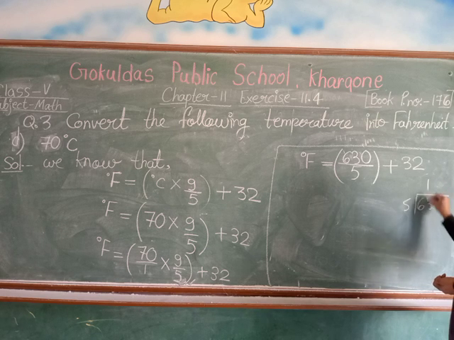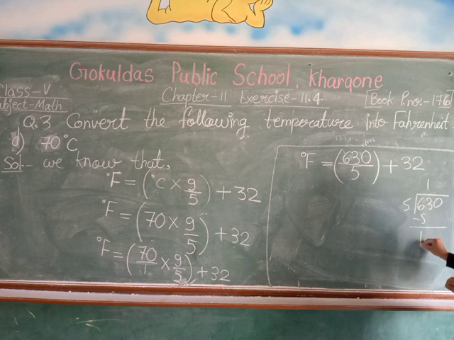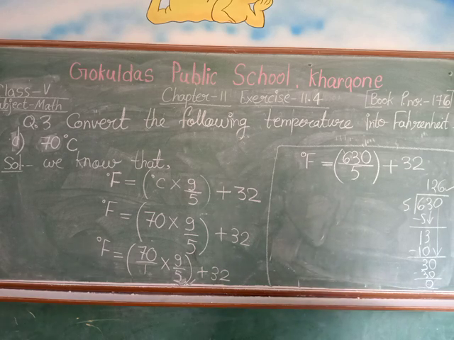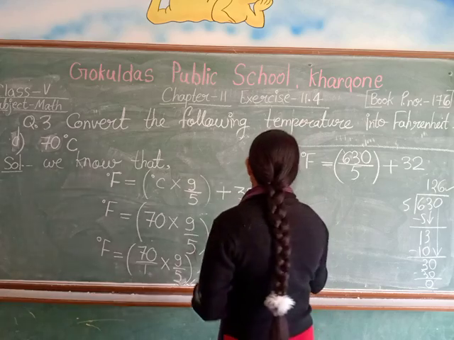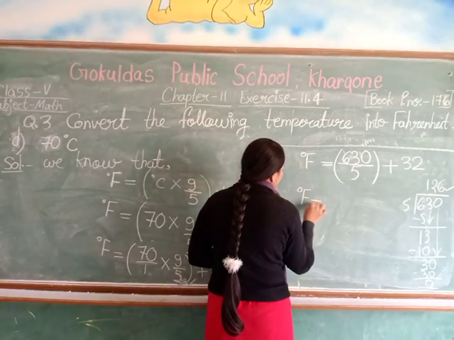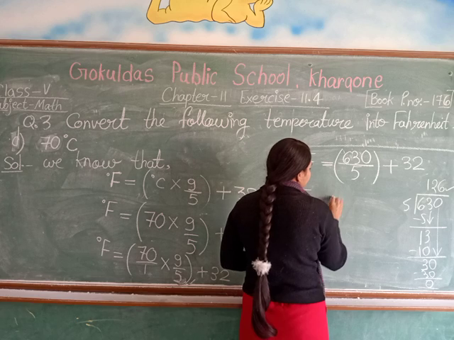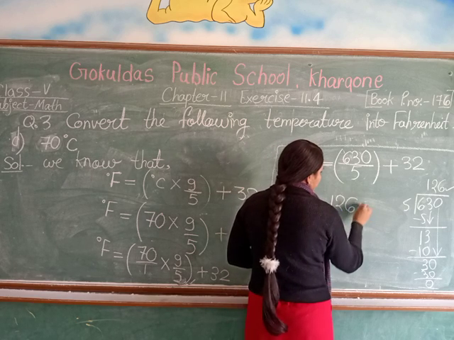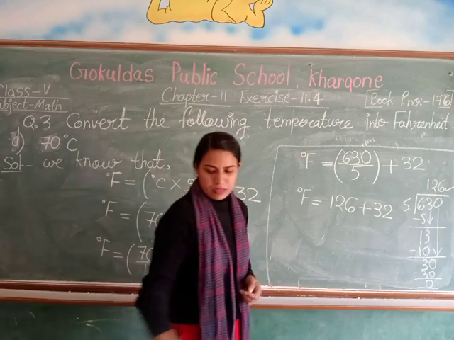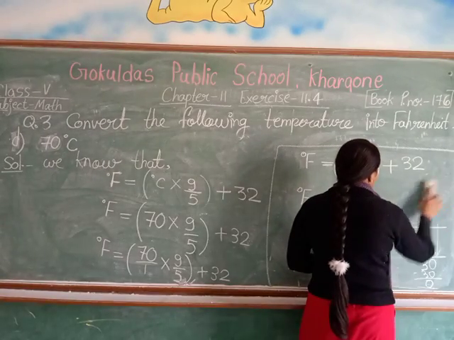In rough work we divide. 5 ones are 5. 6 minus 5, 1 is left. Now we will bring down 3 here. 5 2s are 10. Now 13 minus 10 is 3. Now we will bring down the 0 here. 5 6s are 30. 30 minus 30, 0 is left. And what is our quotient? Our quotient is 126. Now degree F is equal to, when we divide 630 by 5, we get 126 plus 32. Now I am erasing this rough work.